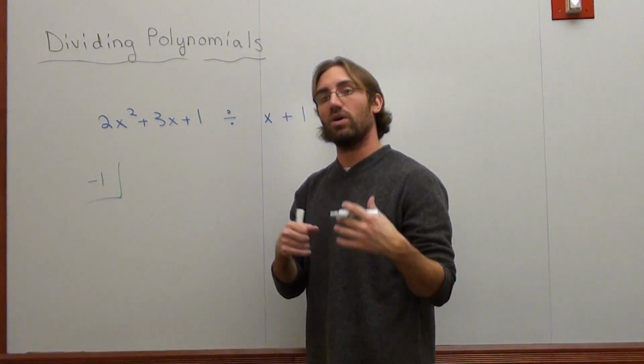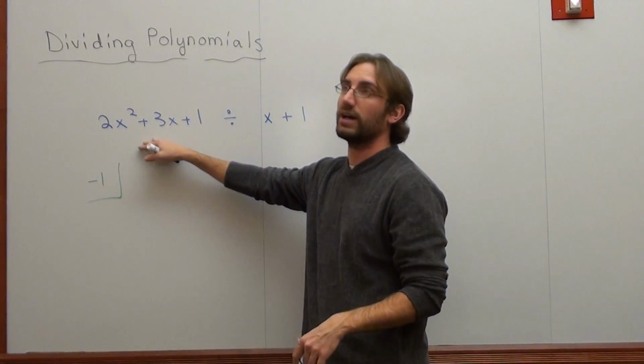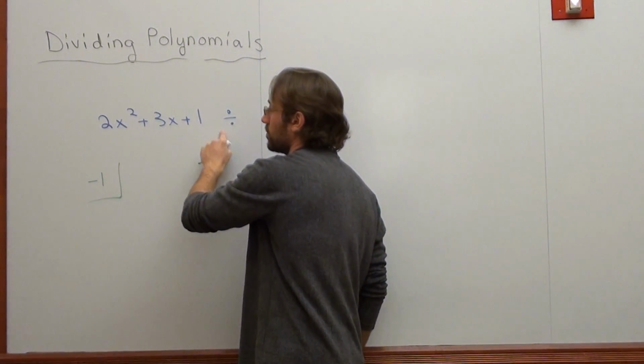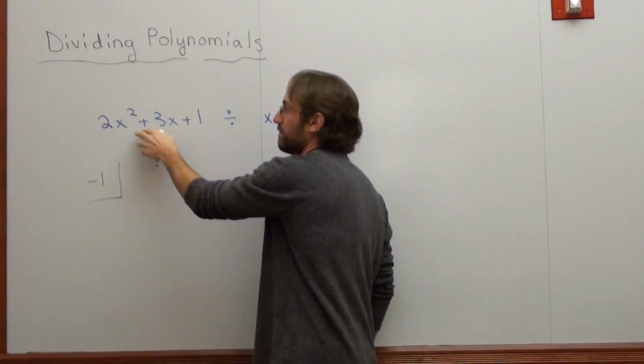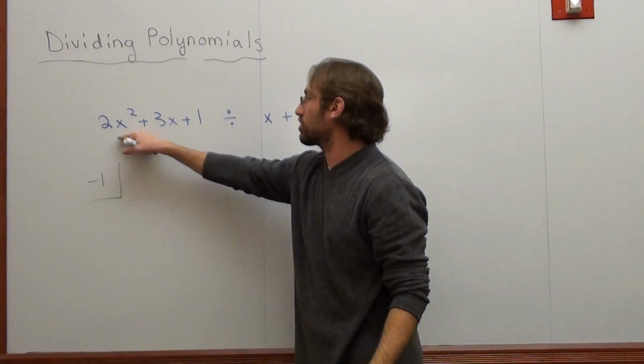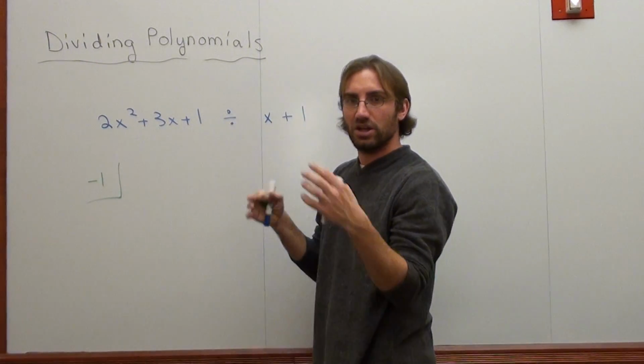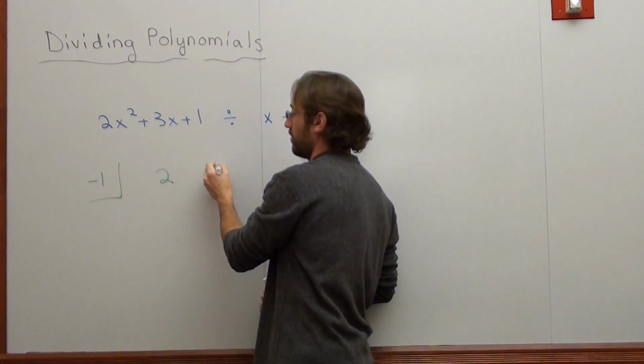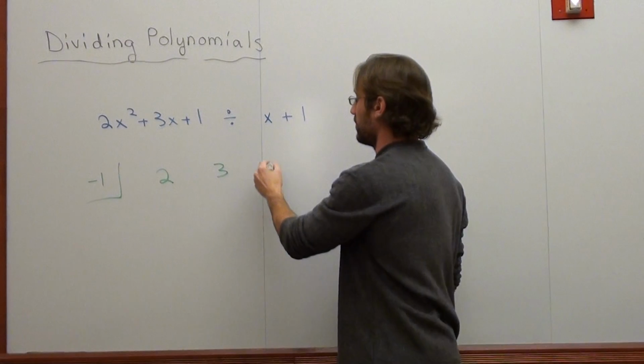Now you take all the coefficients from the first polynomial. If it's x squared plus 1, you'd have to put a term for the x. But this one's nice and easy. It's got x squared, x, and a constant, so it just flows right through. The first coefficient is 2, the next coefficient is 3, and the next coefficient is 1.